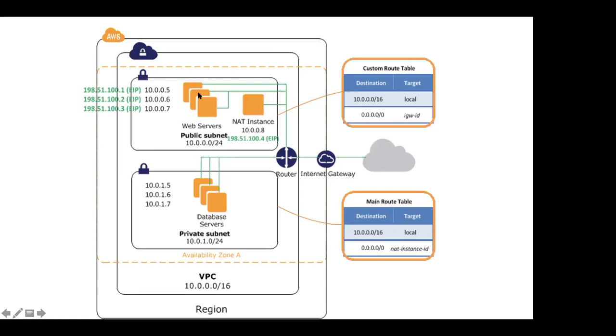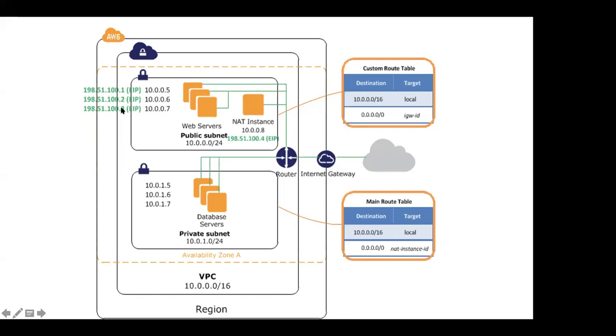Now these are three web servers lying in my public subnet. They've got private IPs of 10.0.0.5, 6, 7. Similarly, they also have a public IP of 192.198.51.100. 198.51 is a public IP address range, right? They don't come under the RFC 1918 range, those three ranges that I explained. So they are public IP addresses.